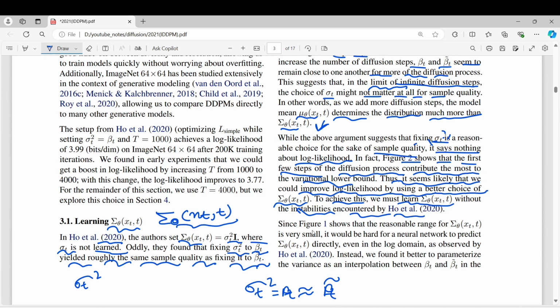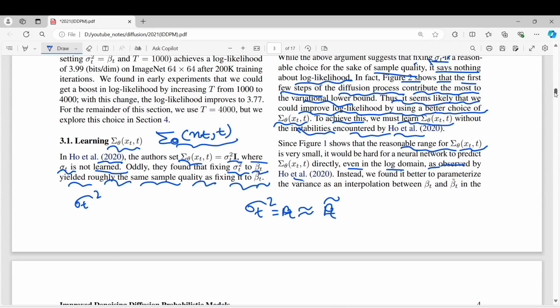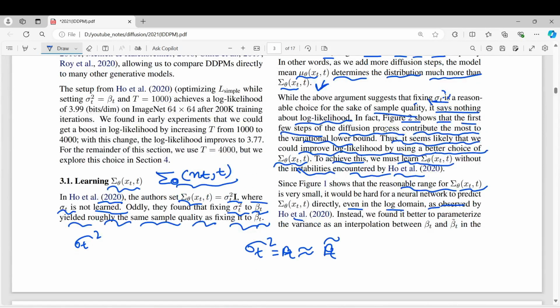Since figure 1 shows that the range of this is very small, it will be hard for the neural network to predict this quantity directly, even in the log domain, as they have observed. So we can just move on from here. This is the learning part of this variance. If you learn this, we are going to improve the log likelihood of the model.